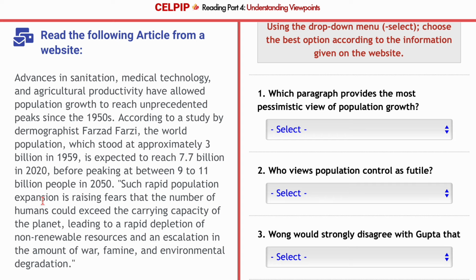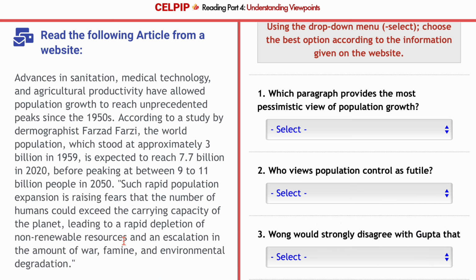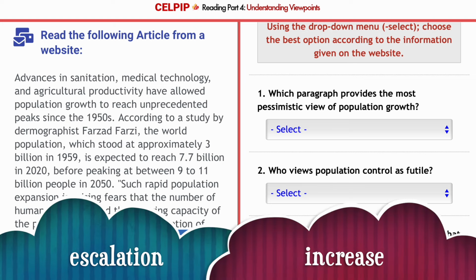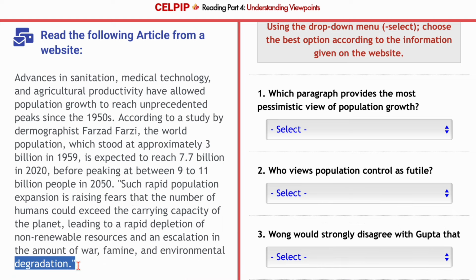Such rapid population expansion or growth is raising fears that the number of humans could be more than the carrying capacity of the planet, what we are able to sustain, leading to a rapid depletion, reduction of non-renewable resources and an escalation, increase in the amount of war, famine, and environmental degradation or damage.